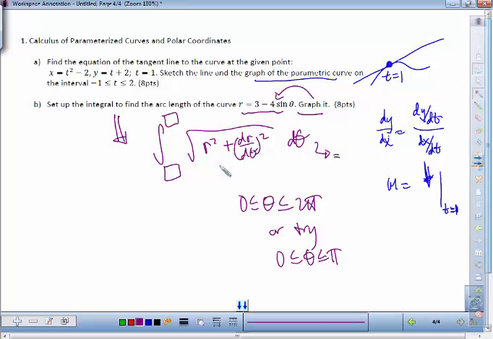Some of these things might be close to impossible to solve by hand, especially arc length that involves square roots. Unless you're really, really, really good and really fast at doing trig substitutions and things like that, you may just want to punch this in your calculator and get a decimal approximation for your integral.